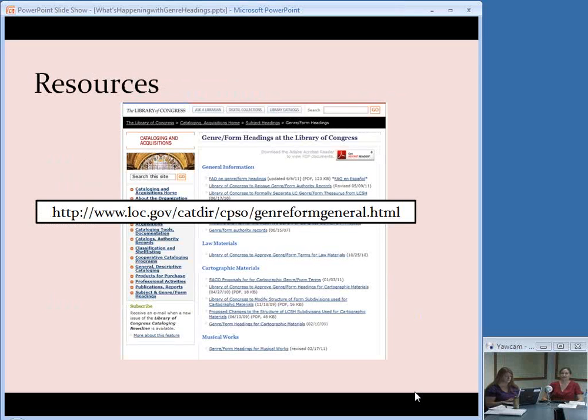Which transitions well into my very last topic, which are some other good sources of information. The Library of Congress does have a website. The URL is there, and they keep it pretty well updated with information about what is going on with their genre headings. You can see they break it down into the different types of materials, so if you're interested in when the musical work material headings are going to be available, for example, you can keep your eye on that.